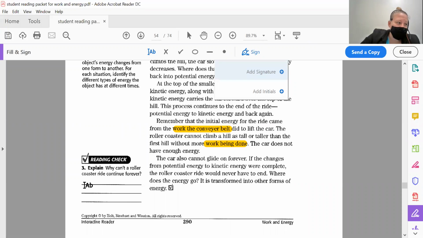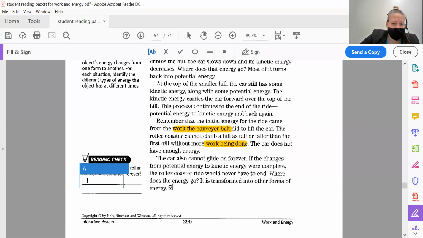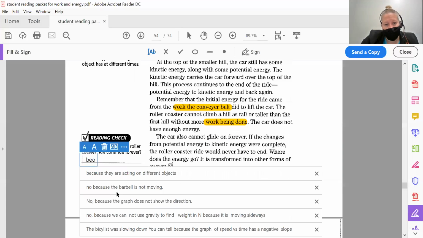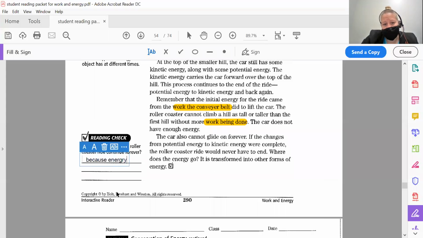So why can't a roller coaster go on forever? Because energy changes to other forms such as sound and heat.